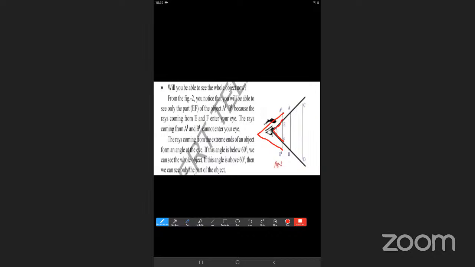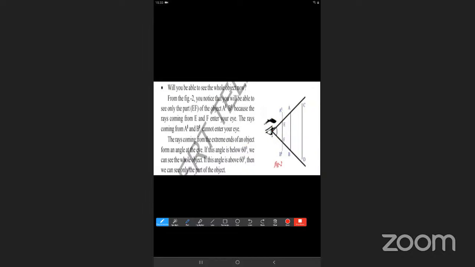Yes, the rays coming from A dash and B dash cannot enter your eye here. So the rays coming from the extreme ends of an object form an angle at the eye. If this angle is below 60 degrees, we can see the whole object. If this angle is above 60 degrees, then we can see only a part of the object.